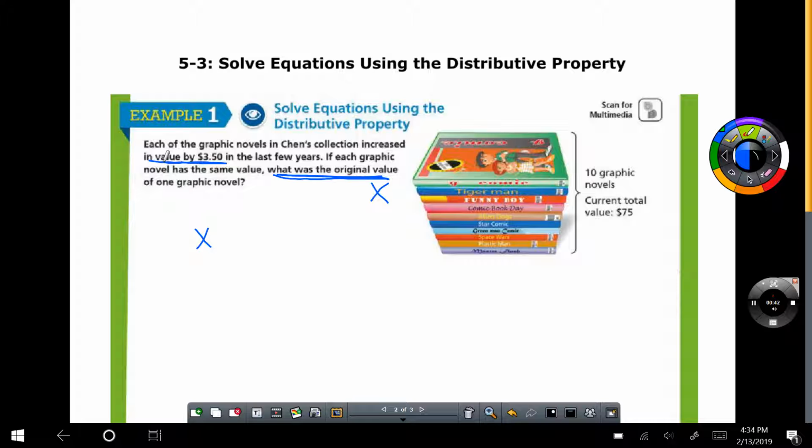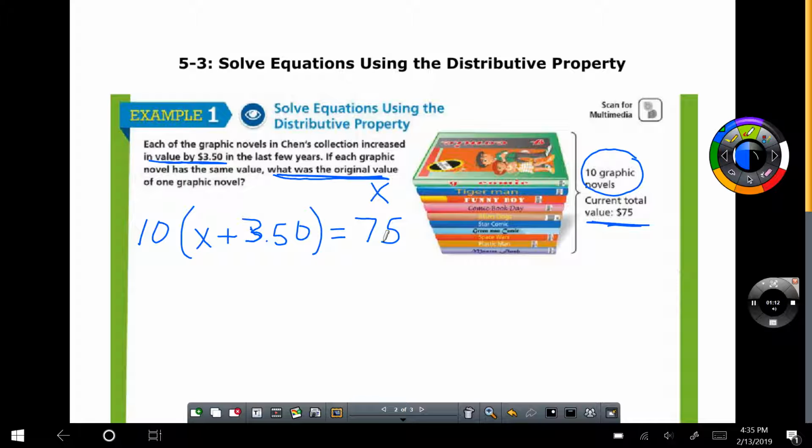To show an increase in value, we're going to take the X and we're going to add $3.50. Now, if we look over here to the right, it tells us that there's 10 graphic novels in this collection. So we know that this happened to 10 different novels. So we're going to multiply this whole thing by 10. We also know that the current value is $75. So this has to equal $75. So now we need to solve this equation.